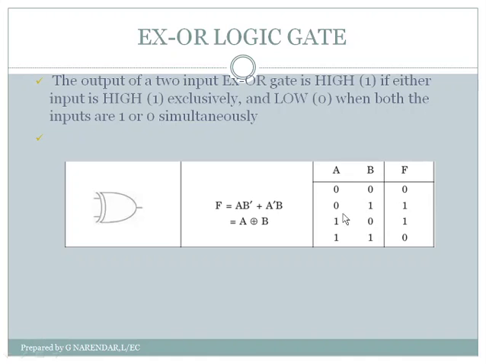So by observing this, you can see that the output is high when the inputs are different. That is, when one of the inputs is 0, the other input is 1. When one of the inputs is 1, the other input is 0, then the output of XOR gate is high. And the output of XOR gate is low in two of the cases, where in the first case both the inputs are 0, or in the other case both the inputs are 1.